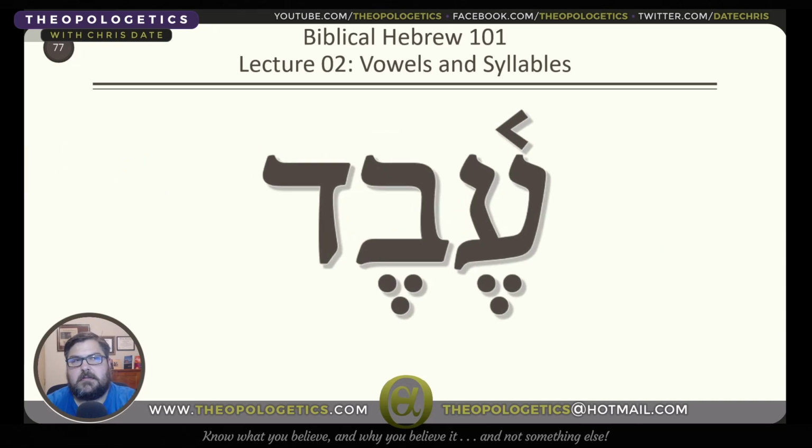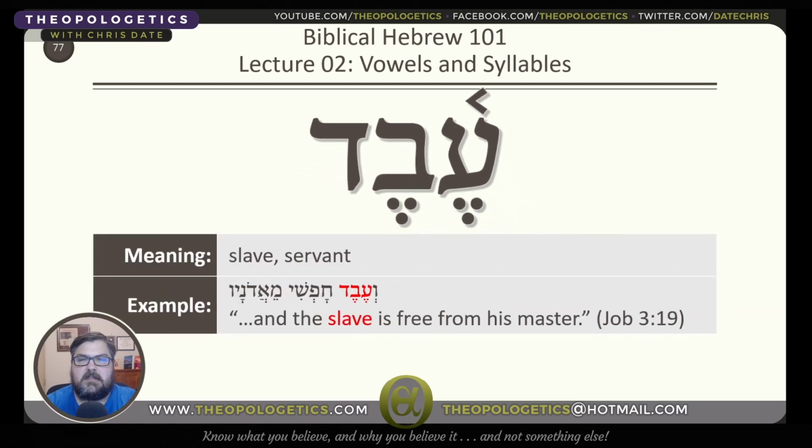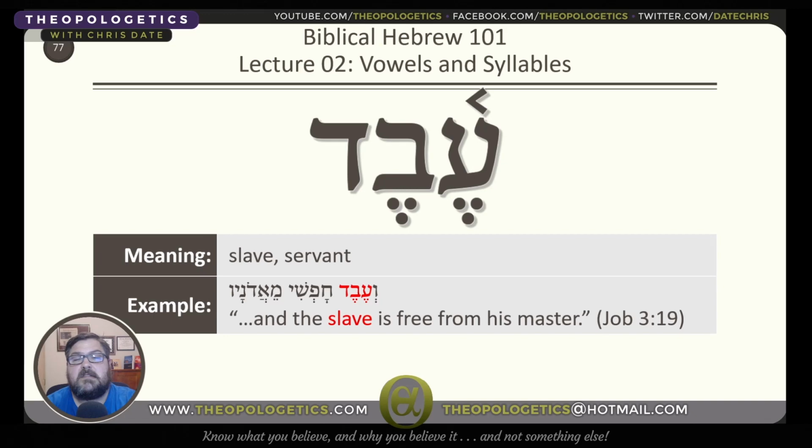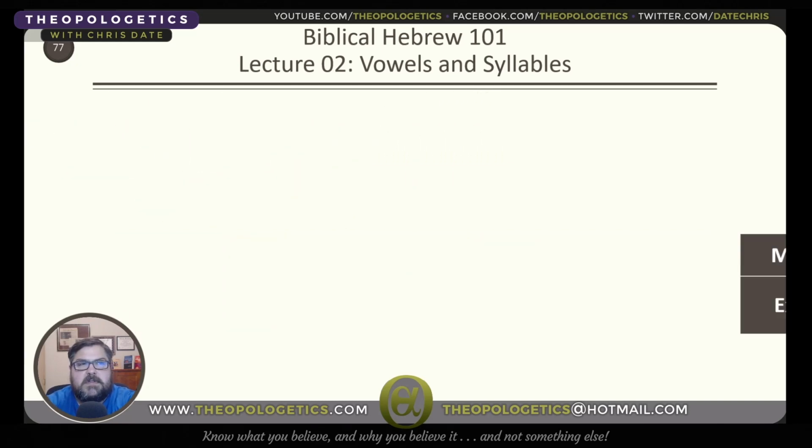Eved. This is the word meaning slave or servant. It looks very similar to a word you will learn later. The only difference is the concluding consonant. That dalet at the end is instead a different letter in the other word. So just be on the lookout for that. But for now, this is eved, and it means slave or servant.